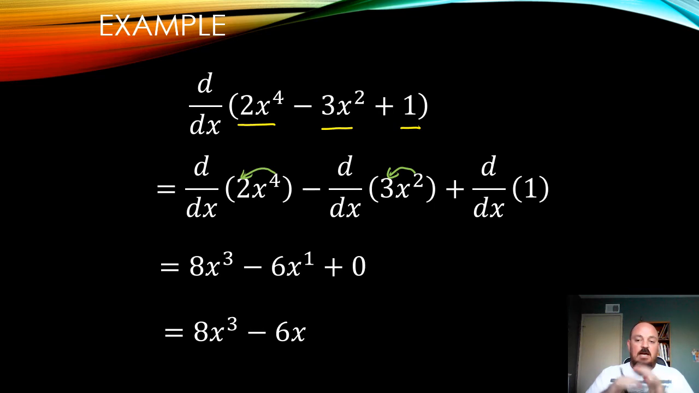And really, honestly, I typed out a lot of stuff for the notes, but if this were an actual question, I don't need to see either of the 2 middle steps. You're basically going straight from here to here because it's very simple. You're going 2 times 4 is 8, so I get 8x cubed, minus 3 times 2 is 6, drop the exponent, I get 6x. The 1 just disappears because the derivative is 0, and you're going straight to the answer.